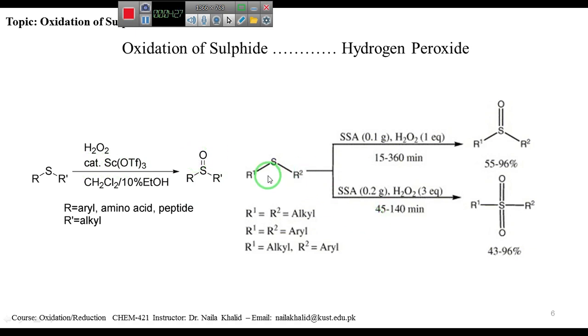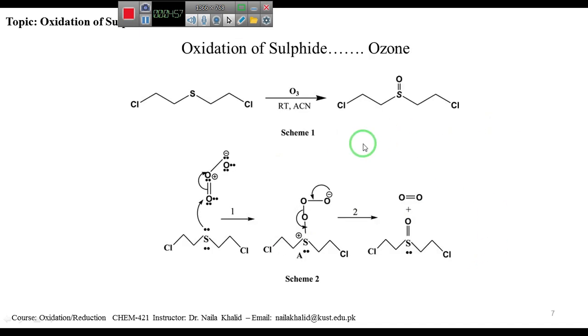Similarly, this sulphide, if it is treated with one equivalent of hydrogen peroxide, gives you sulfoxide, and if it is treated with excess hydrogen peroxide, it gives you sulfone. So there is also importance of stoichiometry of the reaction: if you are using one equivalent, the product is partially oxidized, and if you are using excess, 3 equivalents, you get sulfone, the fully oxidized product.